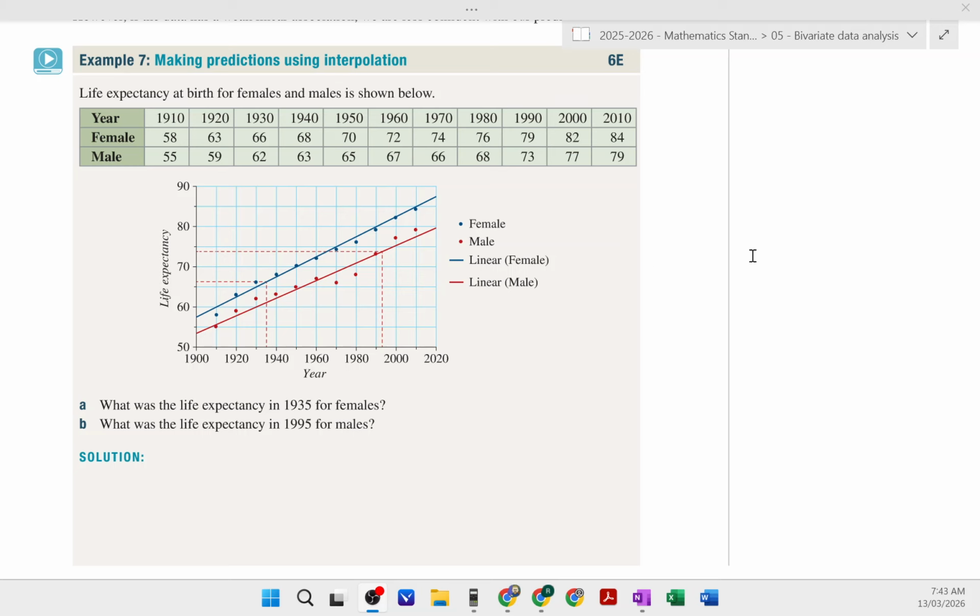Okay, so today we are looking at making predictions using interpolation. What we're doing is we're using our least regression line of best fit, and we're using that to be actually able to make predictions about the data.